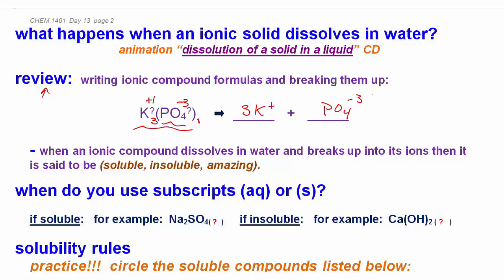When an ionic compound dissolves in water and breaks up into its ions, then it is said to be soluble. When do you use these subscripts, aq or s? When a compound is soluble, then you're supposed to use aq for aqueous. If it's insoluble, then you're supposed to use s for solid.